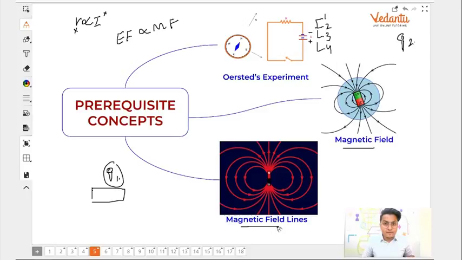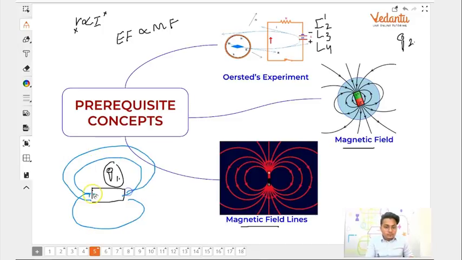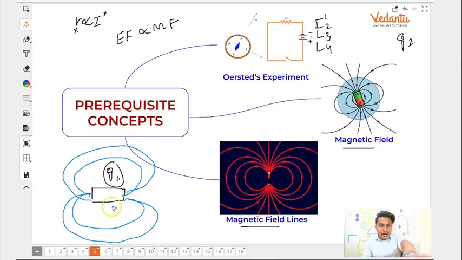Now what are these magnetic field lines? If you need to represent magnetic field, which is invisible, onto a piece of paper or on the screen as you see right now, we need to use something called magnetic field lines. So what will we do? If I draw a magnet here, as you can see, I drew a magnet. Surrounding this, I will draw the magnetic field. So what I have drawn here is nothing but the magnetic field lines representing magnetic field. That's it.